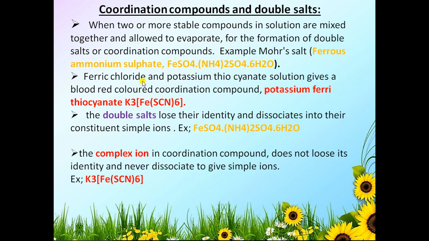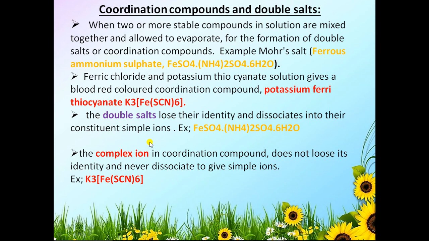Next, when we mix ferric chloride and potassium thiocyanate, we get the blood red colored potassium ferrithiocyanate. Thio means the sulfur group here. This is the formula for potassium ferrithiocyanate.